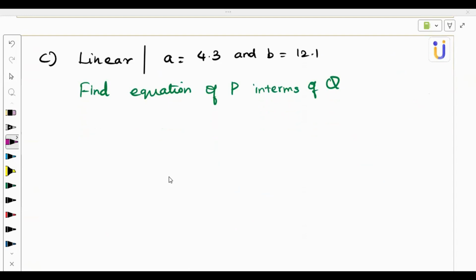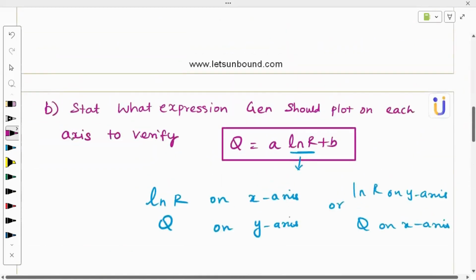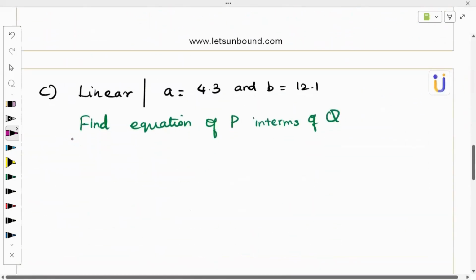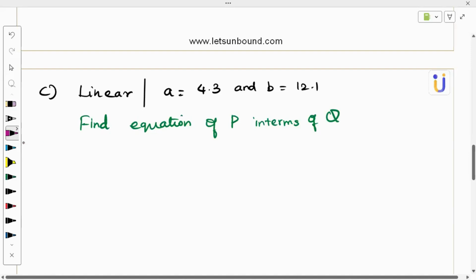Now the scatter plot has a linear relationship, and Jen finds the A and B values for the previous one, that is the one relating Q and R. So she got A is 4.3 and B is 12.1. Now find the equation of P in terms of Q.